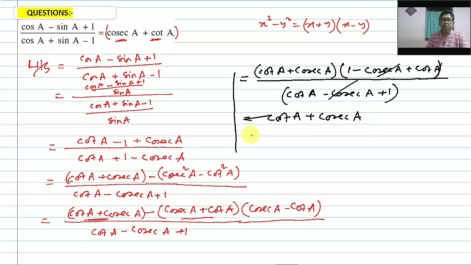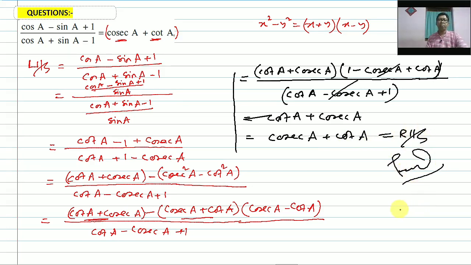And what is your RHS? Yes, it is your RHS. Cosec A plus cot of A, it's your RHS. So your proof is done.